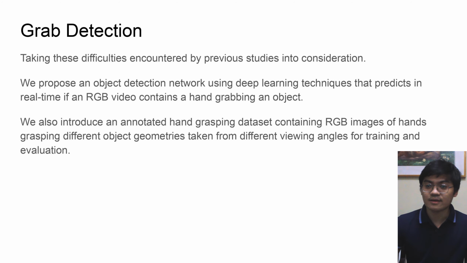We propose an object detection network using deep learning techniques that predicts in real time if a video contains a hand grabbing an object. We also introduced an annotated hand grasping dataset containing RGB images of hands grasping different object geometries taken from different viewing angles.